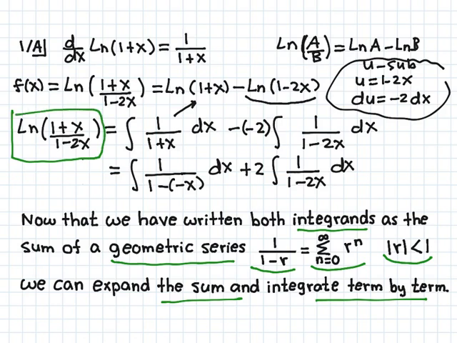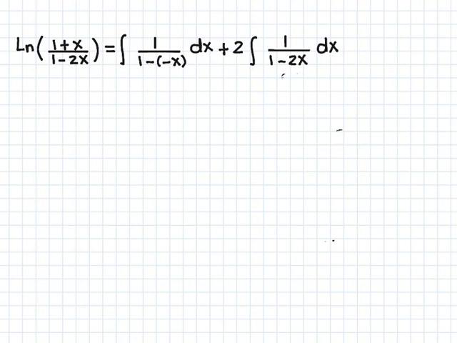So the key idea was to write this function as the integral of a sum of a geometric series, then write it in this way so we can define the common ratio. For the first integrand, the common ratio is minus x. For the second integrand, the common ratio is 2x. All right, so we've written log of (1 plus x) divided by (1 minus 2x) as the integral of 1 over 1 minus x dx plus 2 times the integral of 1 over 1 minus 2x dx.